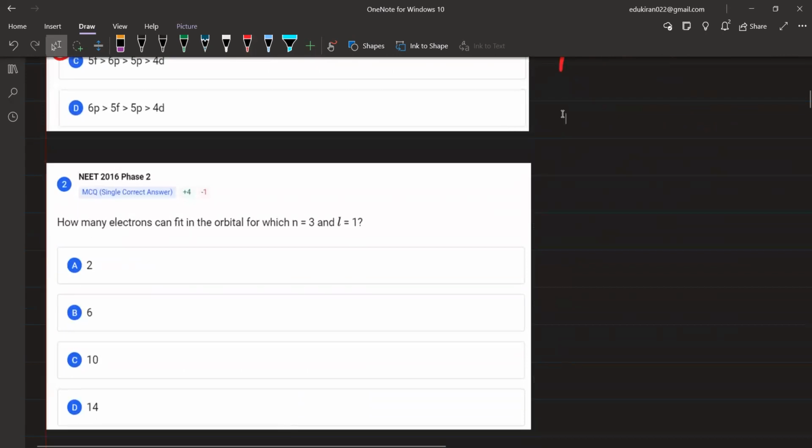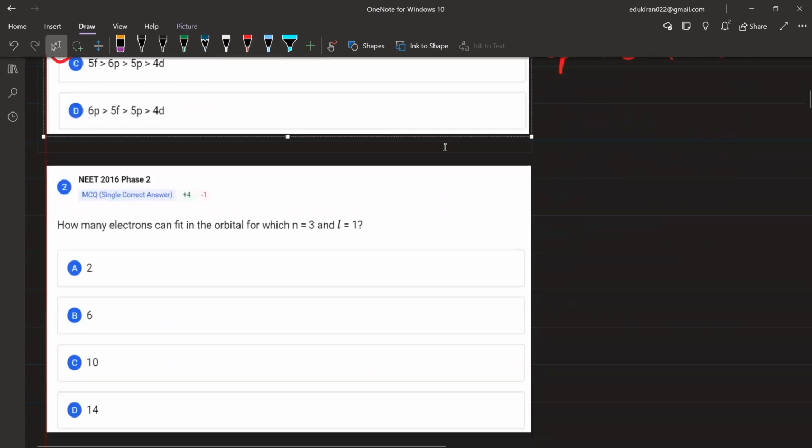Try this question. How many electrons can fit in the orbital for which n is equal to 3 and l is equal to 1? 2 minutes for this question, not more than 2 minutes.